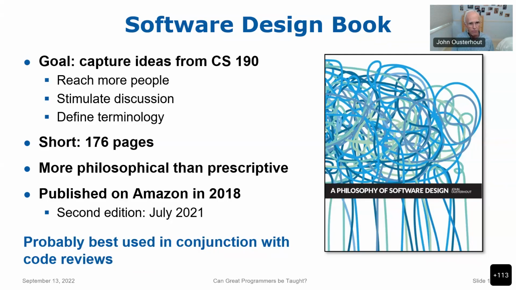Also, one of the things I've tried to do in the book is to define terminology, with things like deep classes, for example, that give people terminology that we can use to talk about the principles or strategic versus tactical design. Hopefully that will stimulate more discussion and awareness of software design. And like the class, the book is more philosophical than prescriptive, so it probably works best in conjunction with code reviews. I'm curious to hear from people if you just read the book in the abstract, does any of this make sense, or do you need code reviews in order to make the ideas concrete?